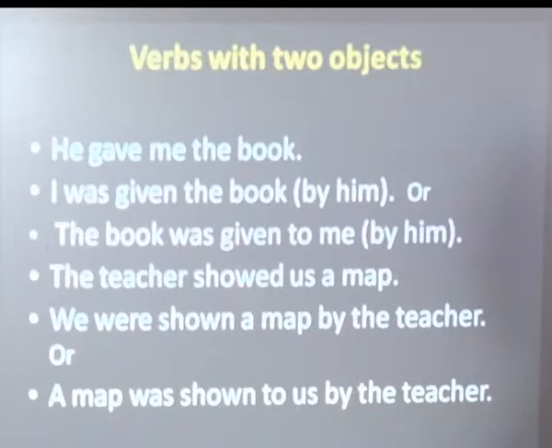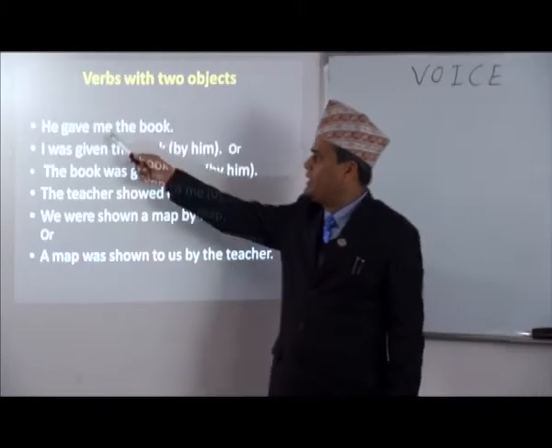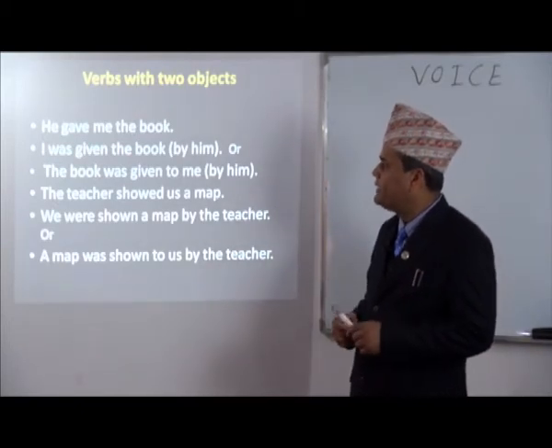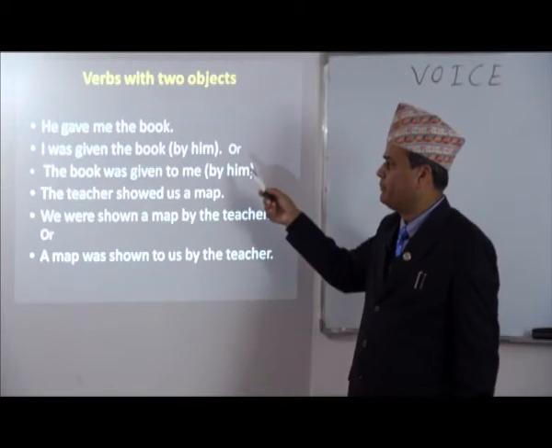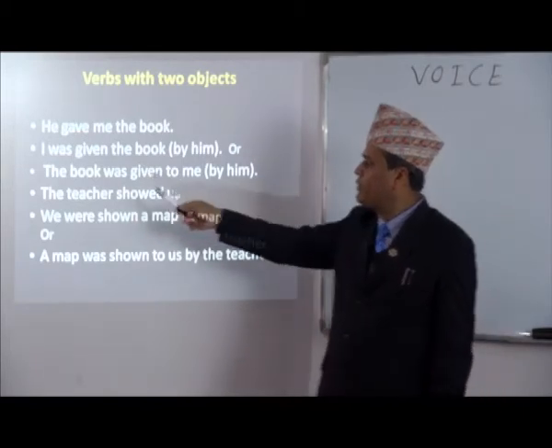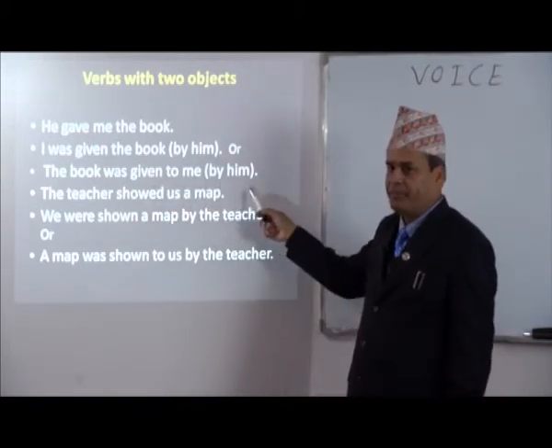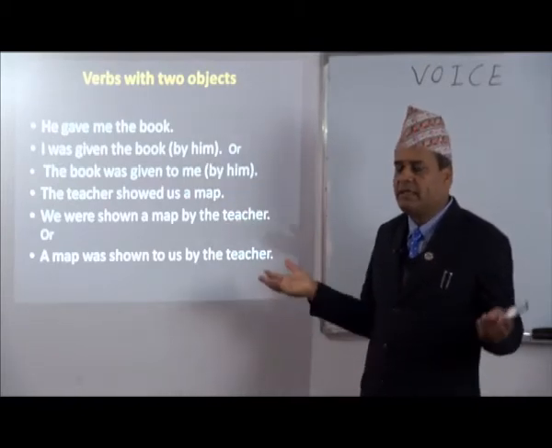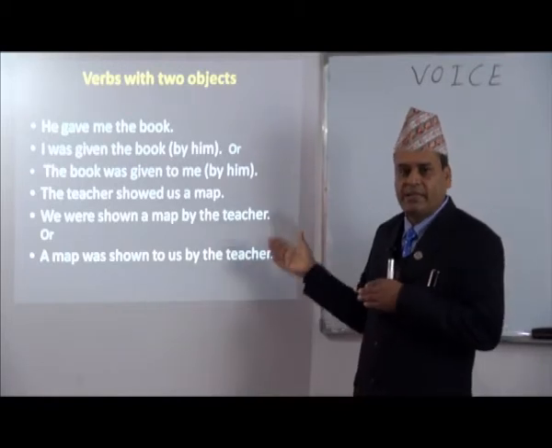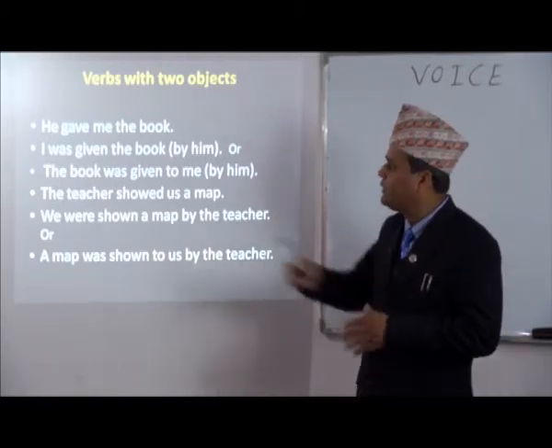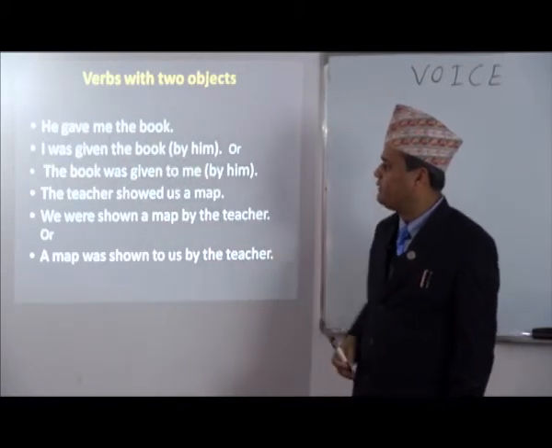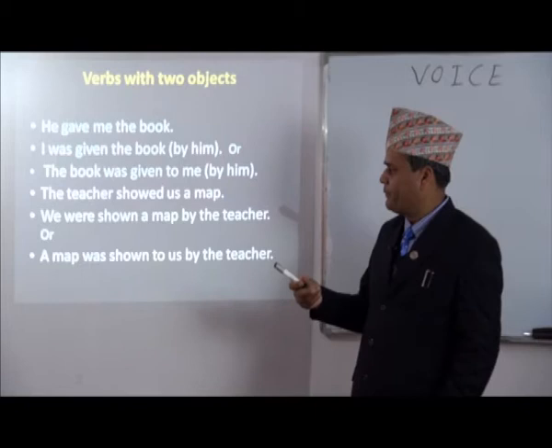We have other examples as well. "He gave me the book." In this case, we can find two objects. One is "me," another is "the book." So, in this case, we can change it like this: "I was given the book by him." Or, "The book was given to me by him." "By him" is optional here because for a pronoun, normally it's not necessary to use "by" and the same pronoun again. So, here are double objects, me and the book. And this is the process of changing into passive.